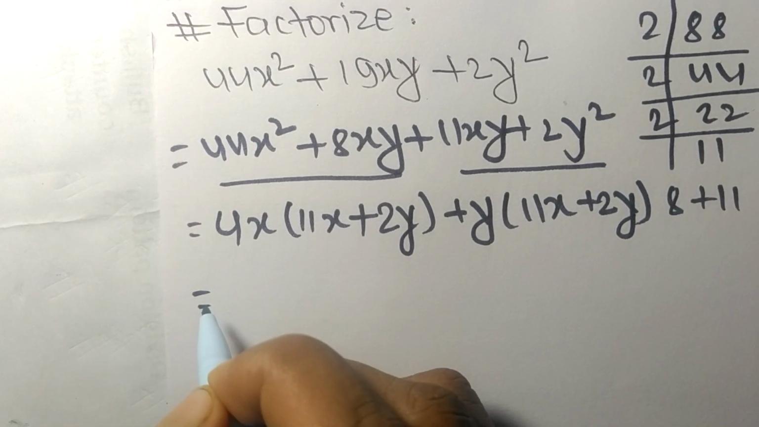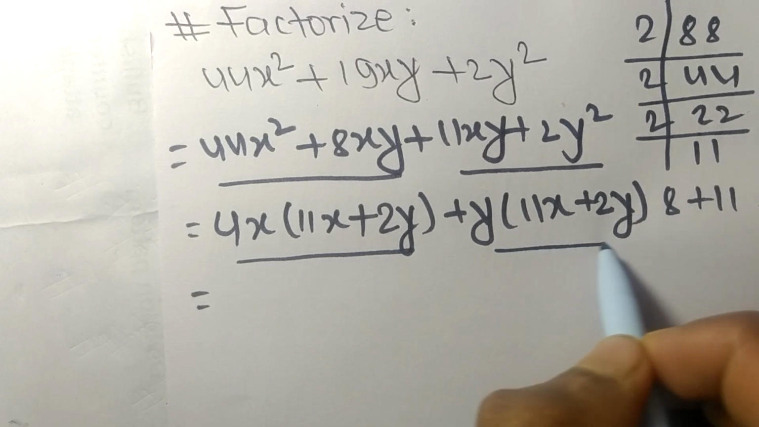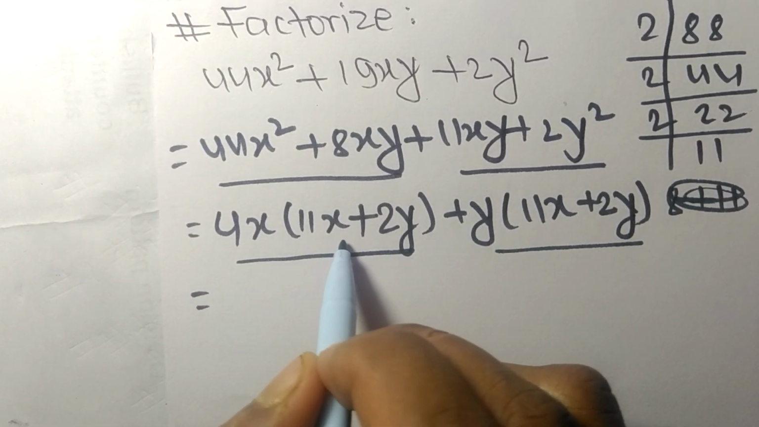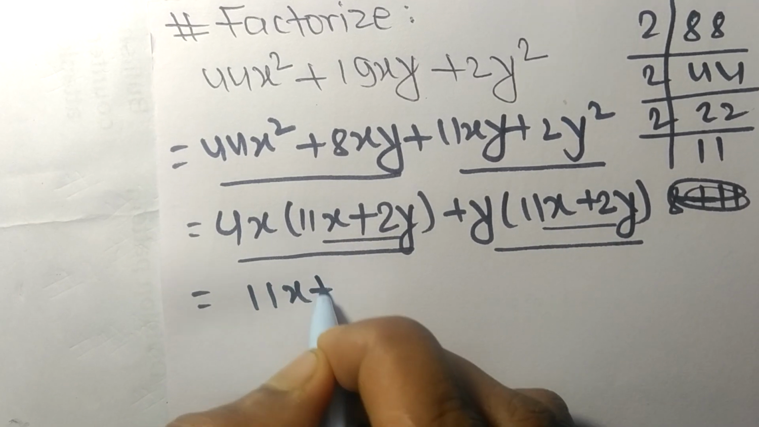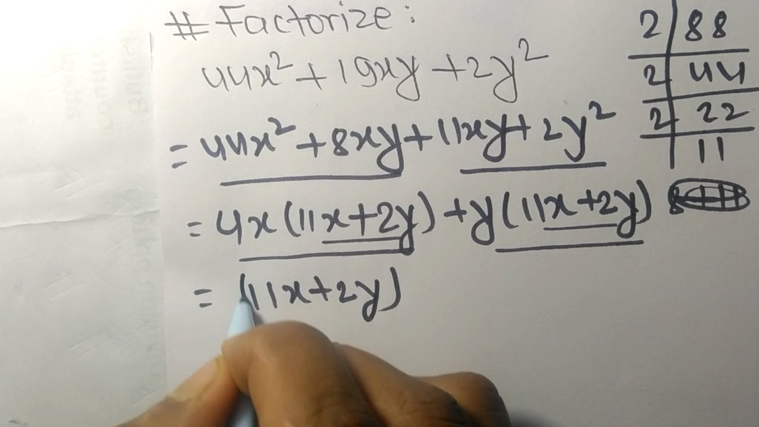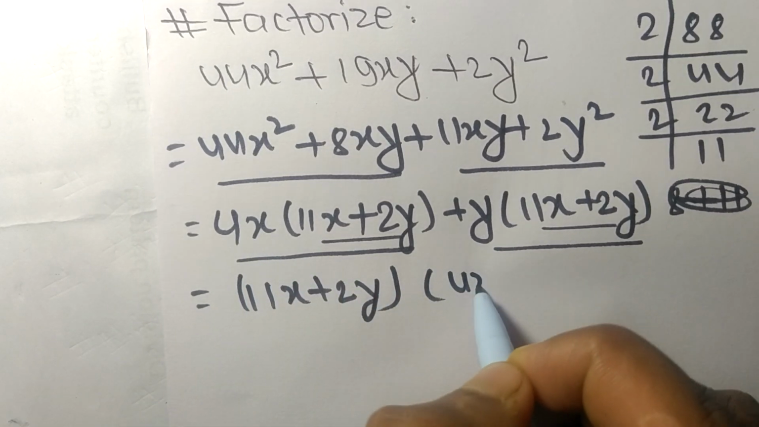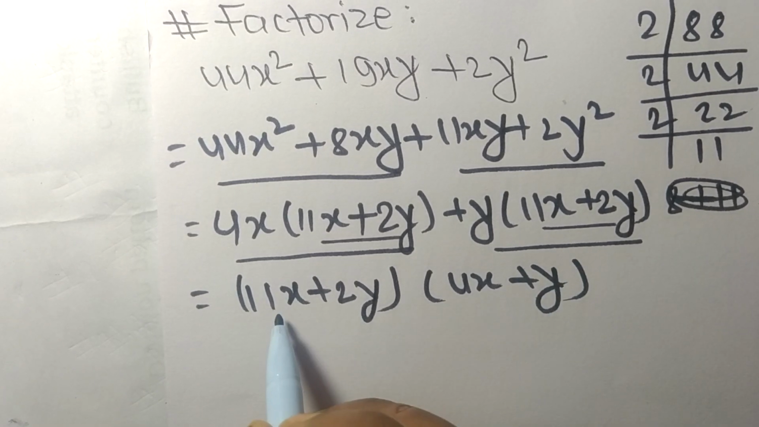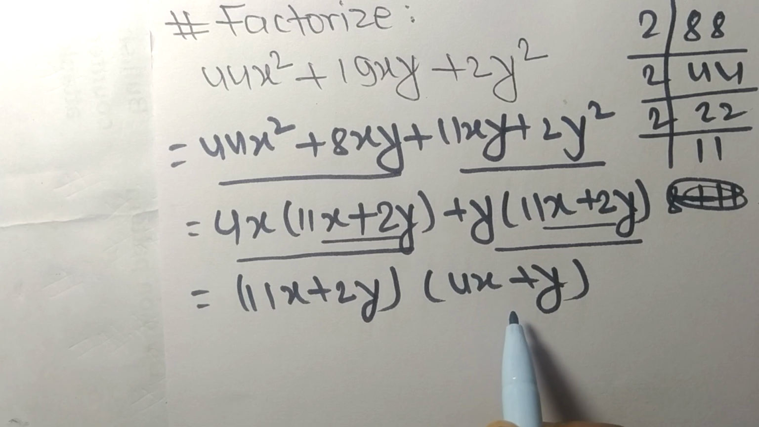So now we again find out the common in the first and last expression. So both contain 11x plus 2y. So 11x plus 2y is the common, and remaining is 4x in the first and plus y in the last. So 11x plus 2y and 4x plus y are the required factors.